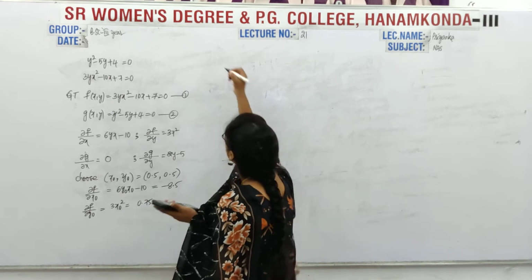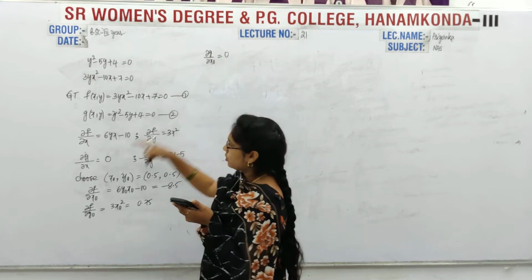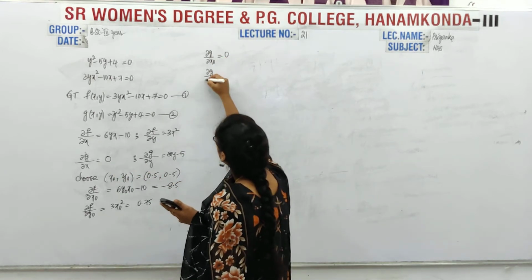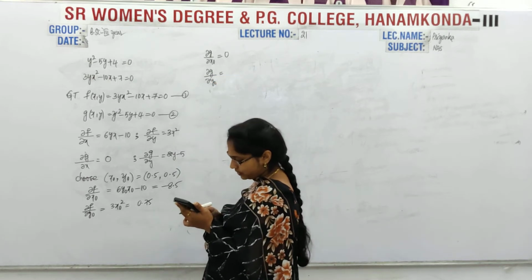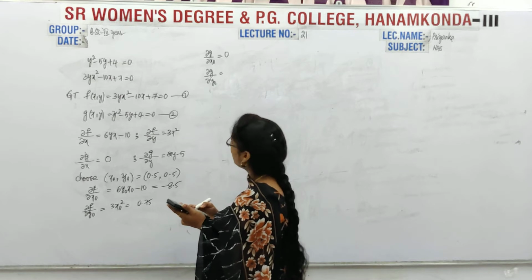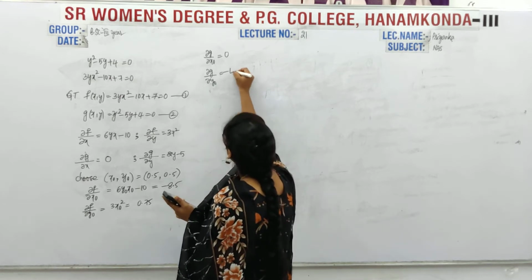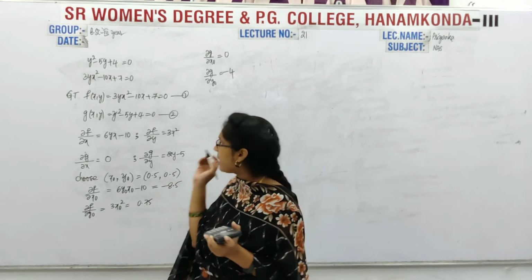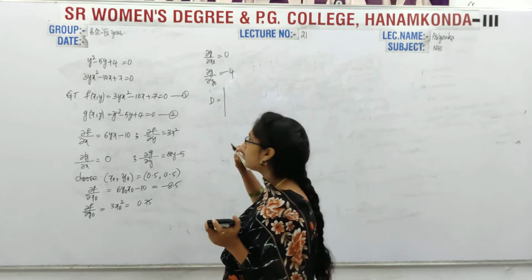Next, dou g by dou x naught is 0 because here we don't have any x naught y naught. Next, dou g by dou y naught is 0.5 into 2 minus 5. It is minus 4. So now I have all the values. Next, what we have to do? We have to take the capital D. What is the formula of the capital D?